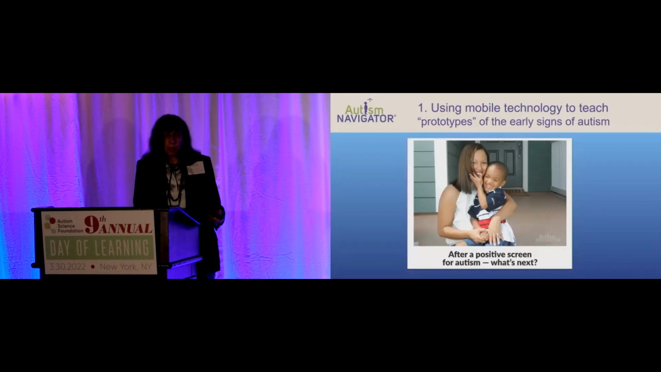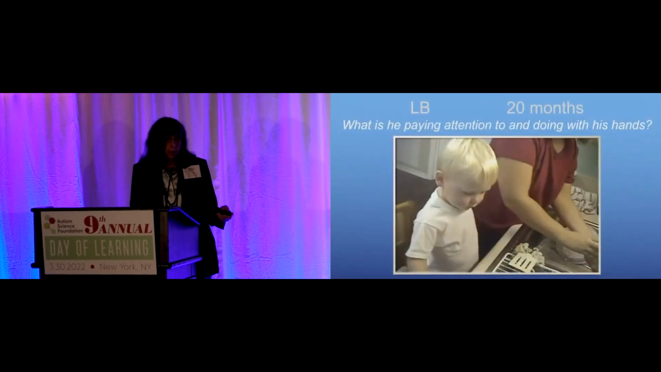So how can we use mobile technology to teach prototypes of early signs of autism? Because simply reading lists isn't getting us where we need to go. I want to play you 30 seconds of this little one just to introduce you to a prototype. And a key in identifying seeing the early signs is to notice what is the child paying attention to and what are they doing with their hands.